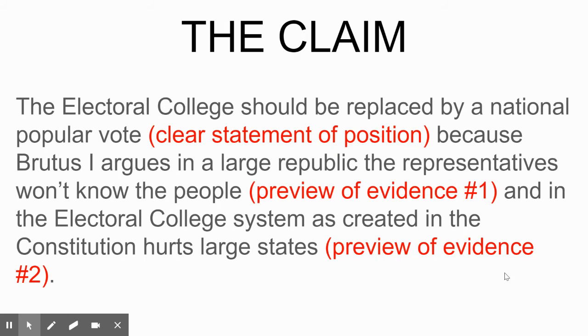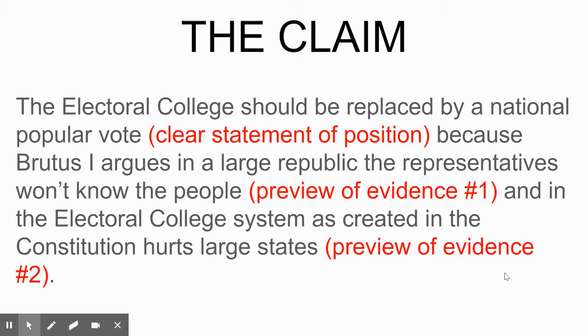Okay, let me try the other side. So what would it look like if I argued against the Electoral College? Because I could do either one, and so couldn't you. The Electoral College should be replaced by a national popular vote. There's my clear statement of position. Because Brutus 1 argues in a large republic, the representatives won't know the people, previewing my evidence 1, and the Electoral College system as created in the Constitution hurts large states.